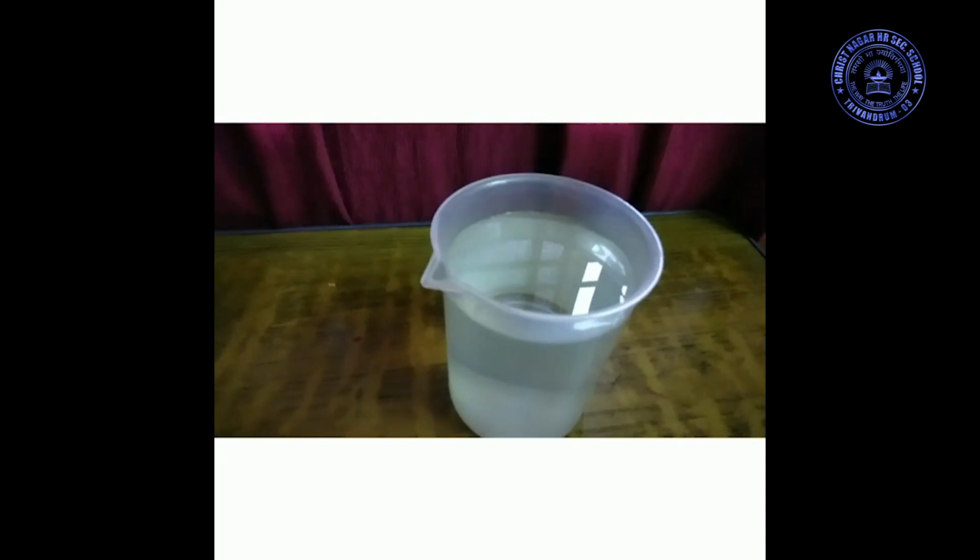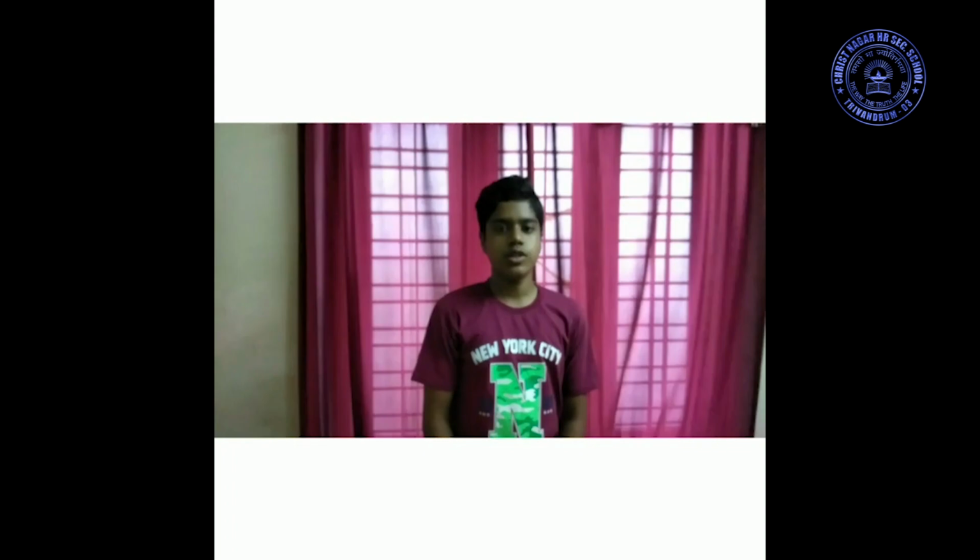Now I have taken a beaker filled with water and am slowly introducing the stone into the water without touching its walls and bottom. And now the weight of the stone decreases from 225 gram to 150 gram. Now when the stone is taken away from the water, the weight is again 225 gram. So the weight of the stone in air is 225 gram, weight of the stone in water is 150 gram. So the loss in weight is 75 gram.